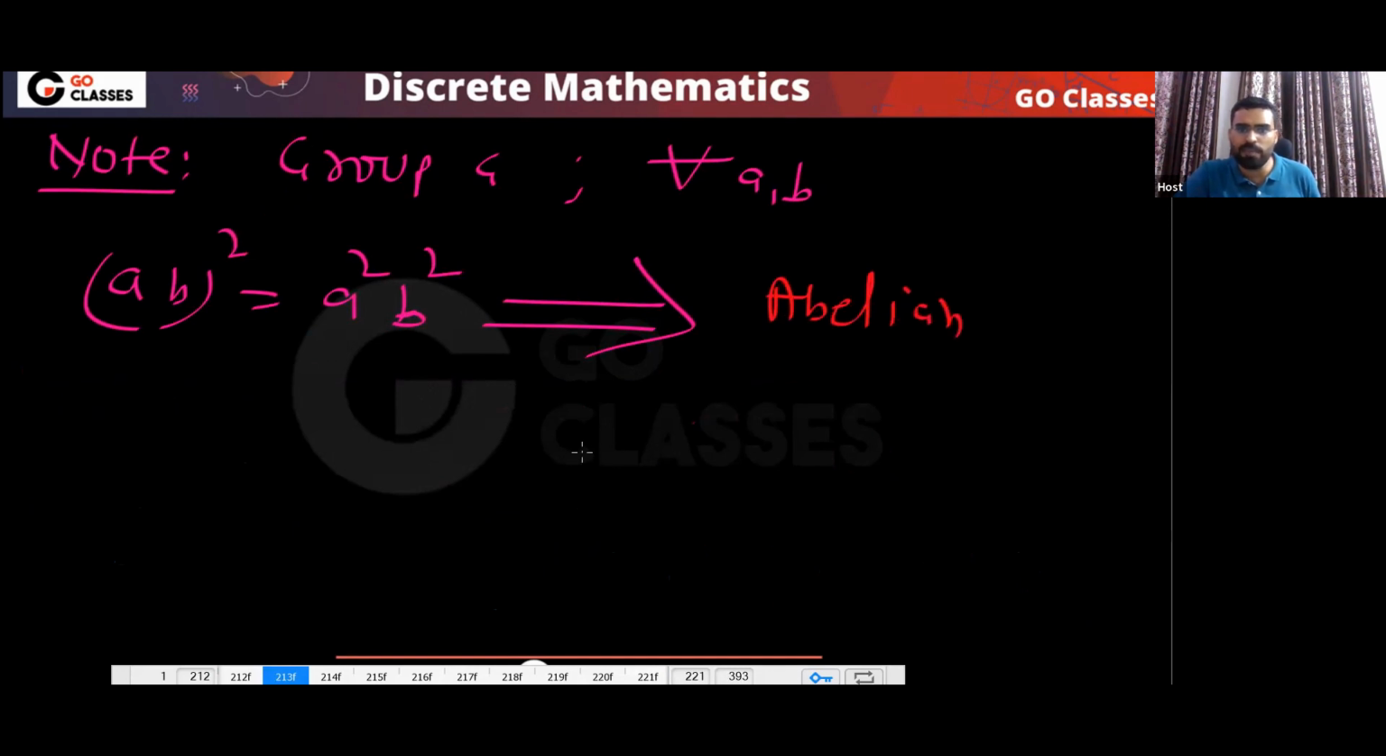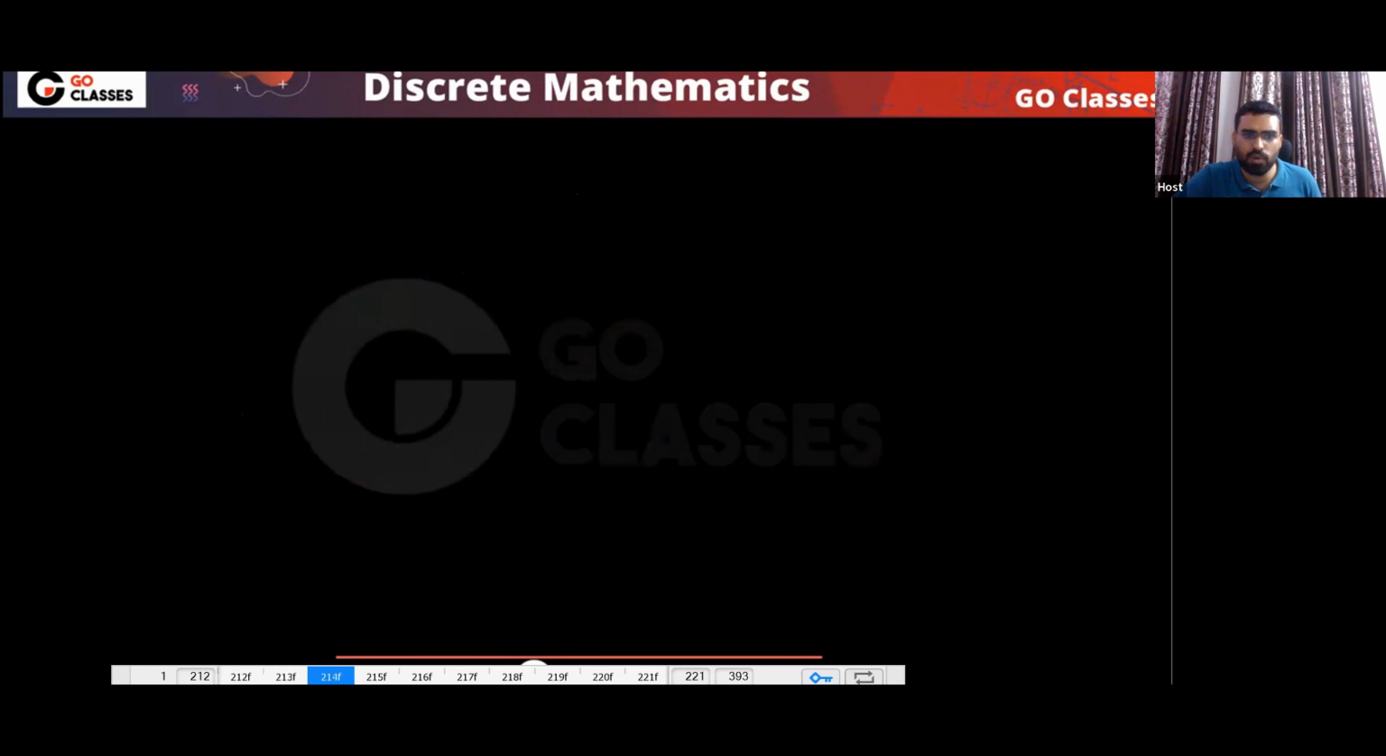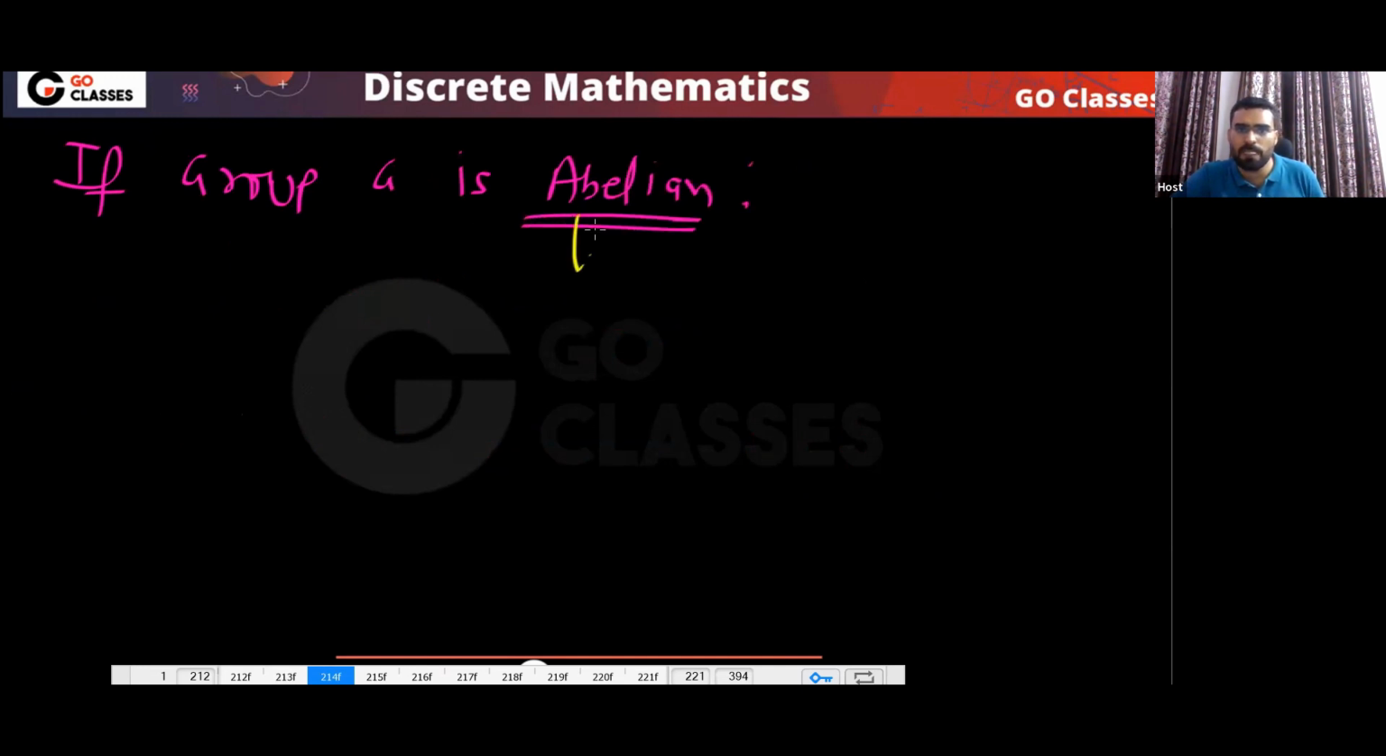And can I say abelian implies this? Can I say in every abelian group this will happen? Yes, of course. If the group G is abelian, what does it mean? It means AB equal to BA.